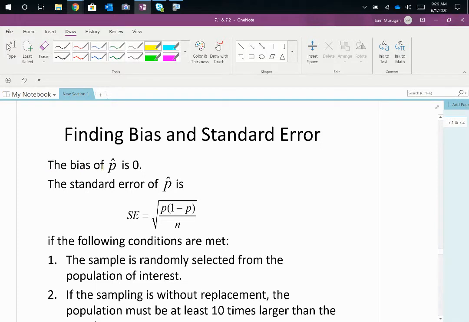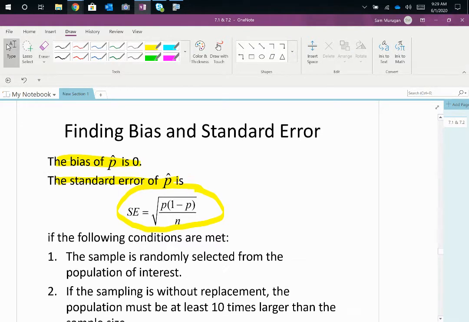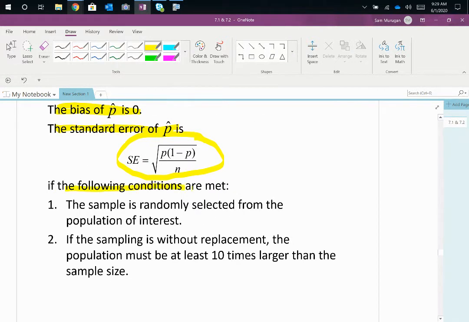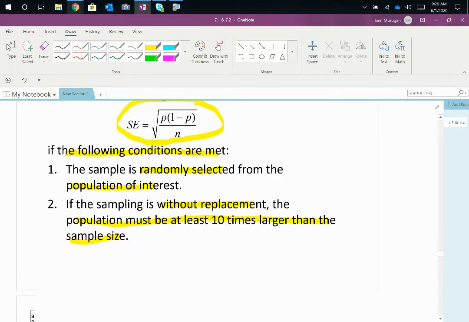The bias of p hat is 0. The standard error of p hat is given by this formula: the square root of p, not p hat, times 1 minus p, divided by n. This holds if the following conditions are met: the sample is randomly selected from the population of interest, and if the sample is without replacement, the population must be at least 10 times larger than the sample size. Those two have to be consistent before we can calculate standard error.